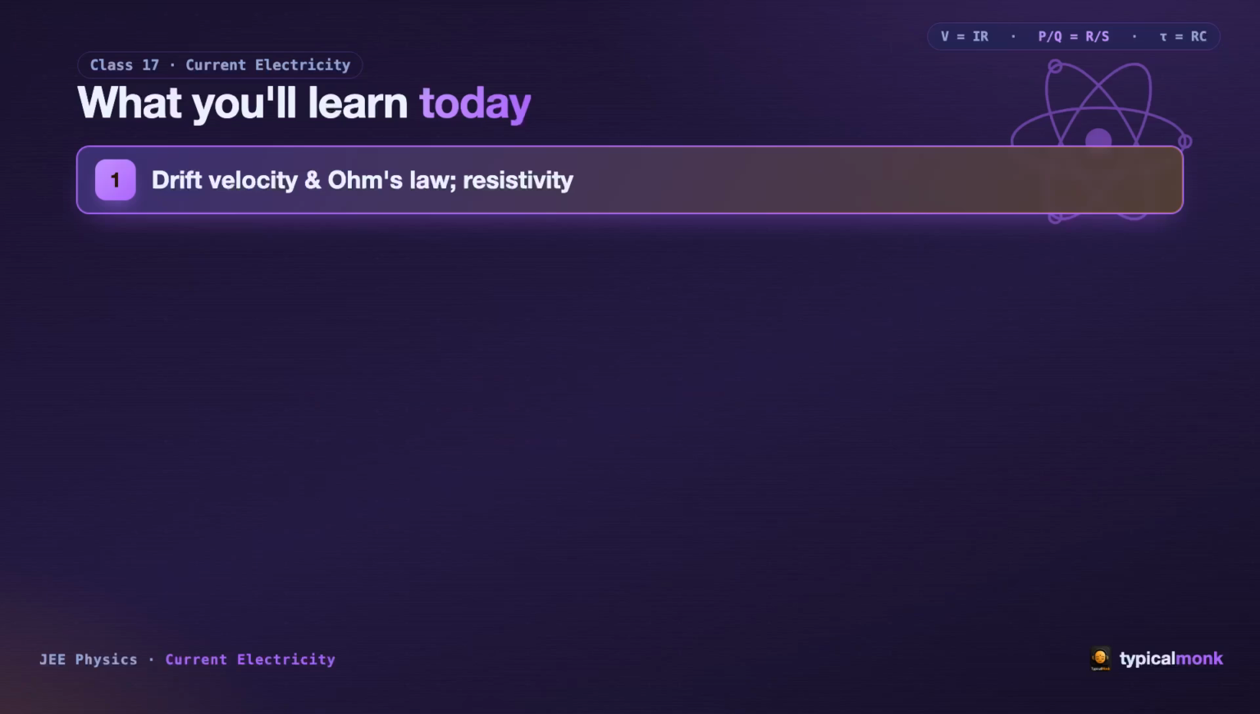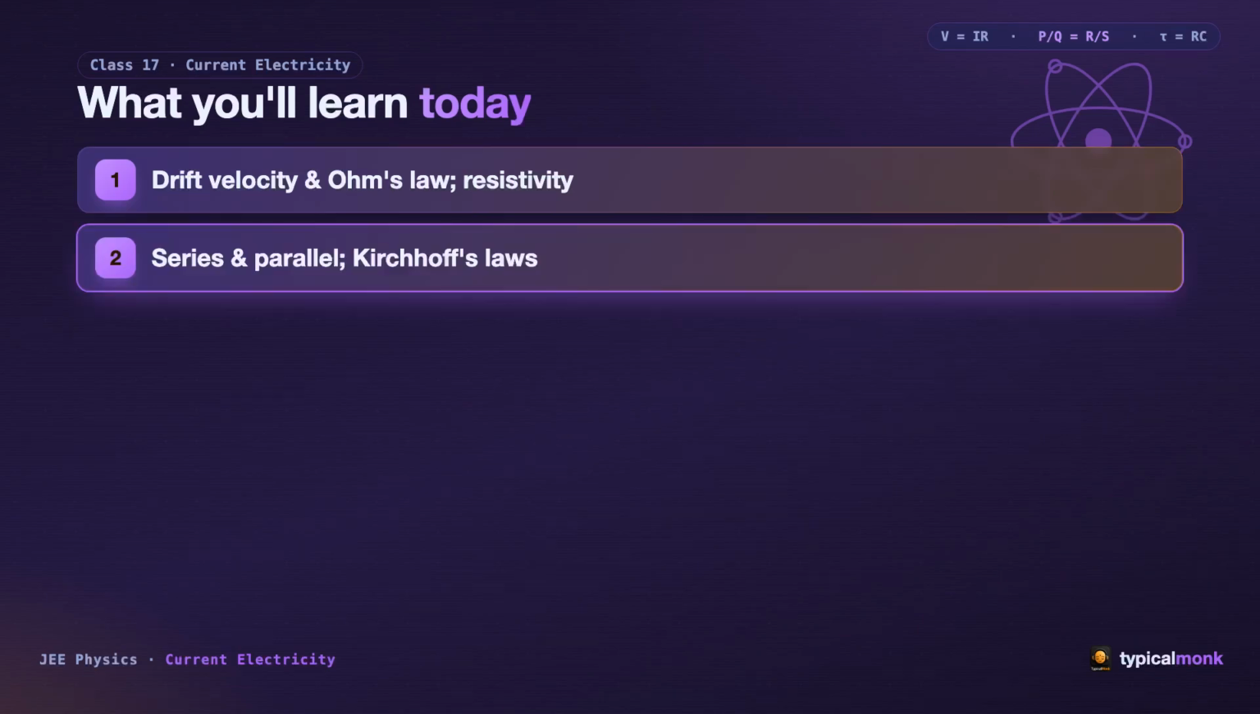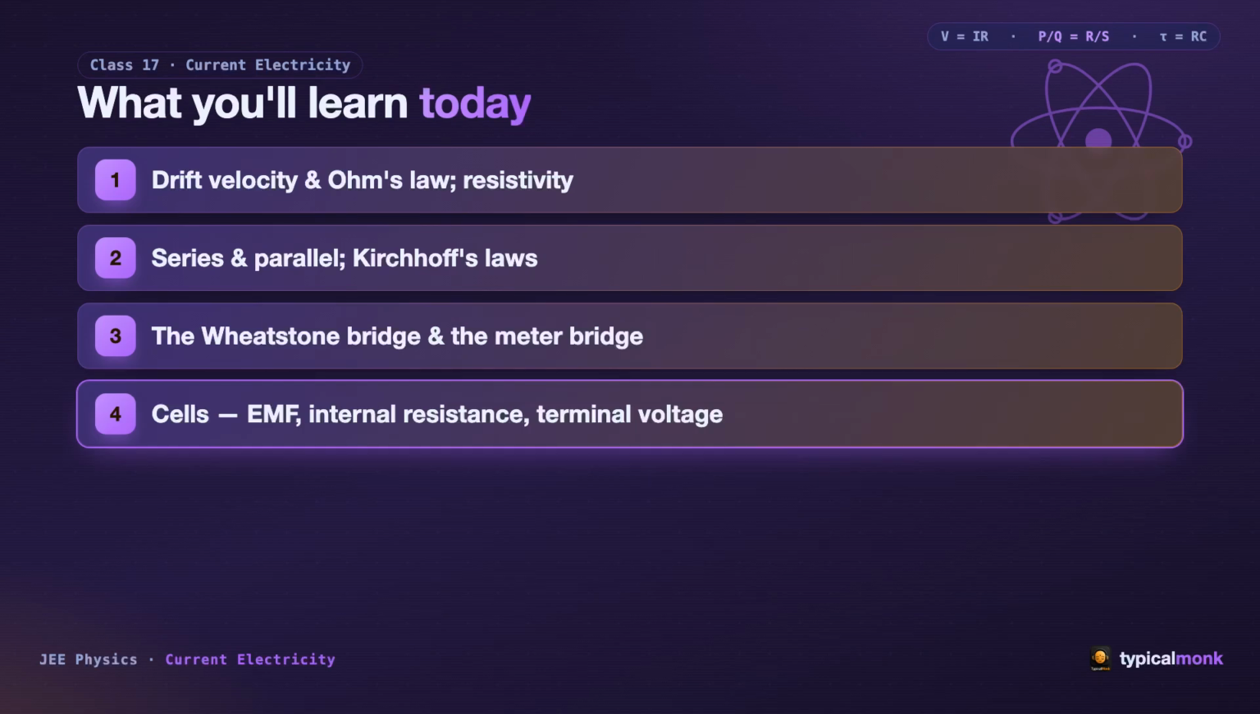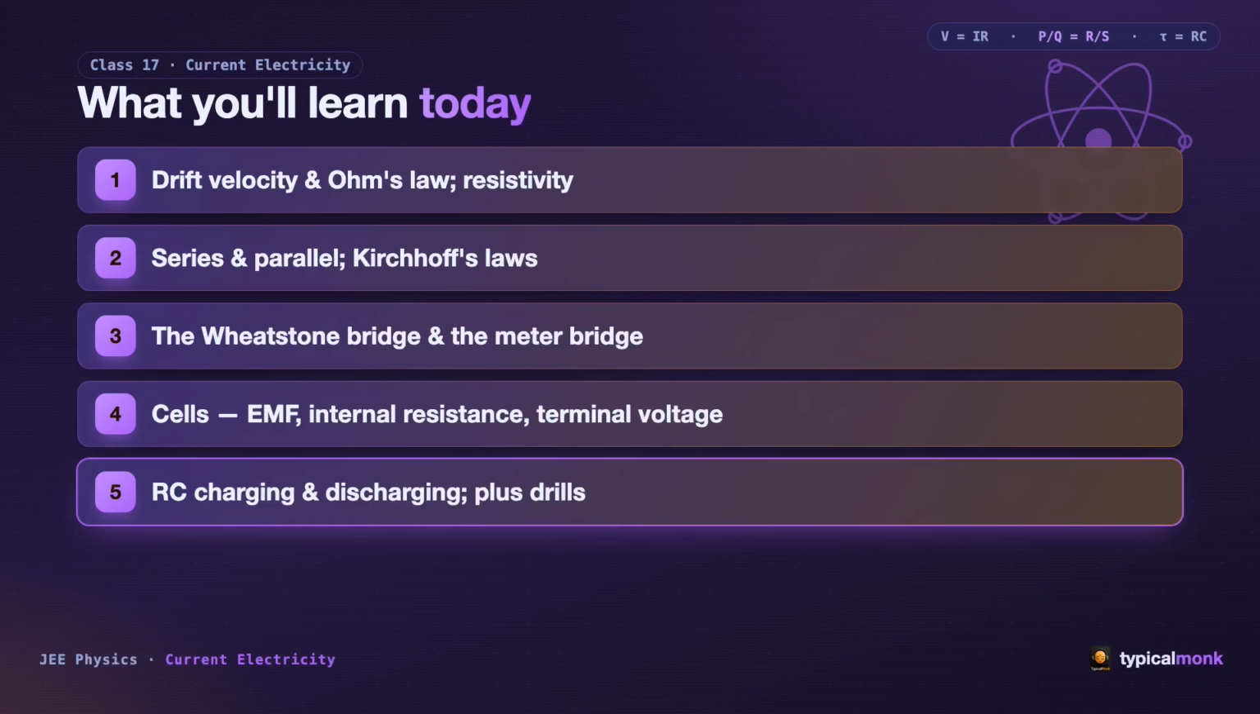Here is what you will learn today. First, drift velocity, Ohm's law, and resistivity. Second, series and parallel resistors and Kirchhoff's laws. Third, the Wheatstone bridge and the meter bridge. Fourth, cells, EMF, internal resistance, and terminal voltage. And fifth, the charging and discharging of a capacitor through a resistor, plus the drills. One idea at a time.